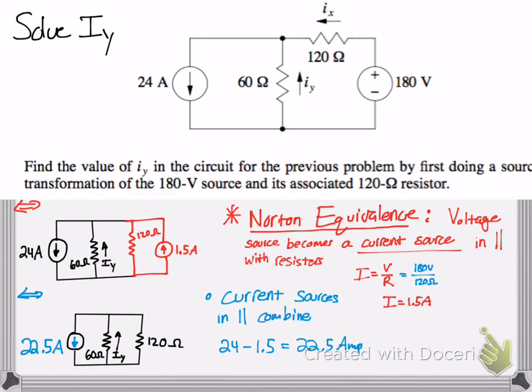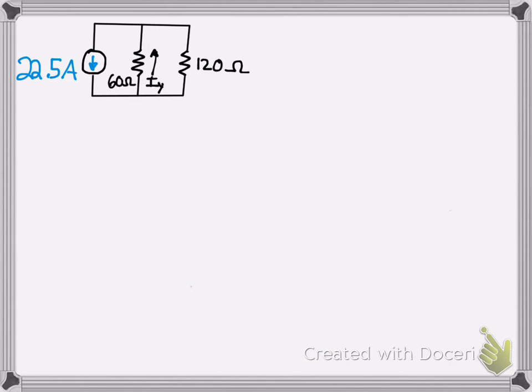But we're looking for Iy, right? So we can do that. Let's look at the circuit again, enlarged. I had to make it a little bigger so we can see it. We just have a current source and two resistors in parallel. So let's see what the equivalent resistance is.